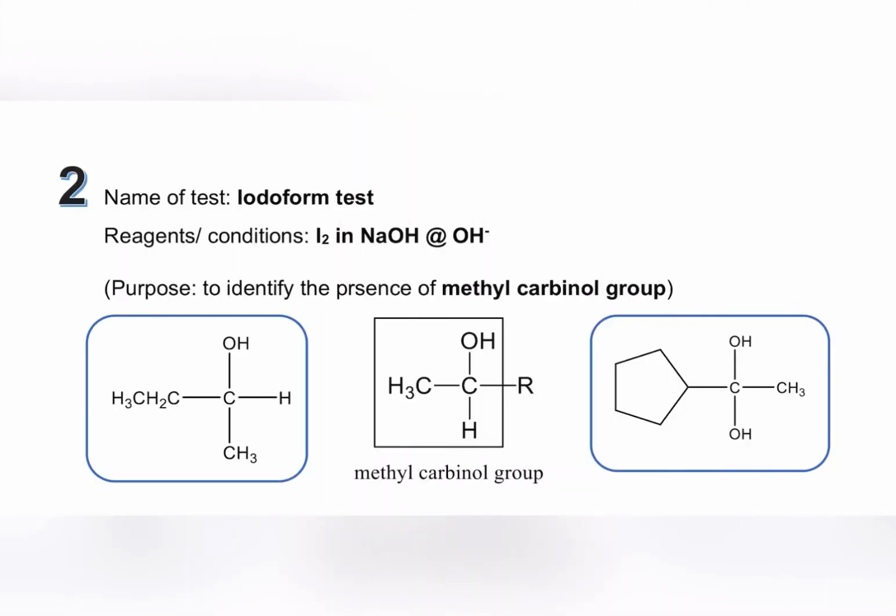So iodoform can be used to identify alcohols that contain the methyl carbinol group. So what is the methyl carbinol group? I'm going to explain to you. This is the general structure of the methyl carbinol group, where I have a carbon attached to an OH group and attached to a methyl. Methyl here is CH3, and carbinol means that you have a carbon with an OH group.